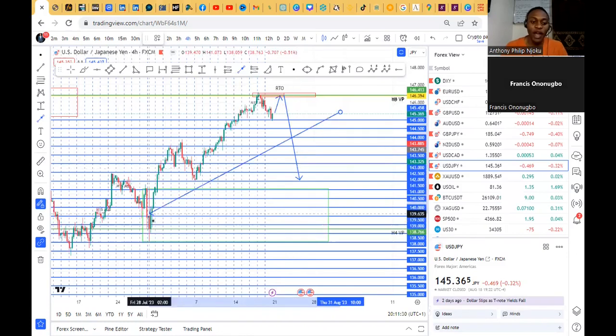We can see over here, we have an H4 validation point and also a bullish order block. That could be our area of concentration.